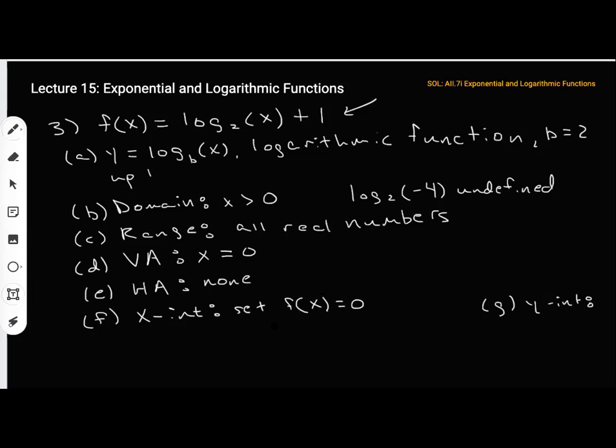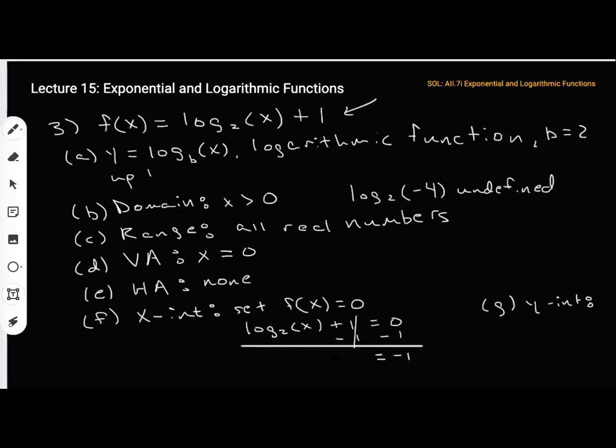And what that means is I'm taking the entire function, log base 2 of x plus 1, and I'm setting it equal to 0. And I'm going from there. So my x is actually going to be a solution to this equation. The first thing I'm going to do is subtract 1 from both sides. That's going to get rid of these 1's.